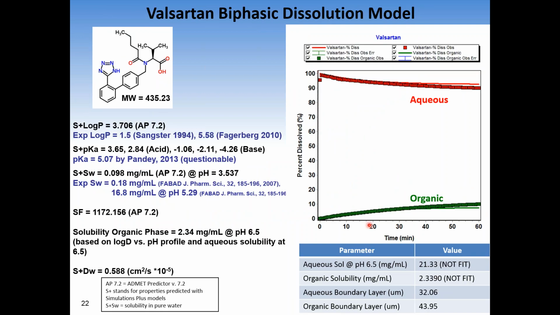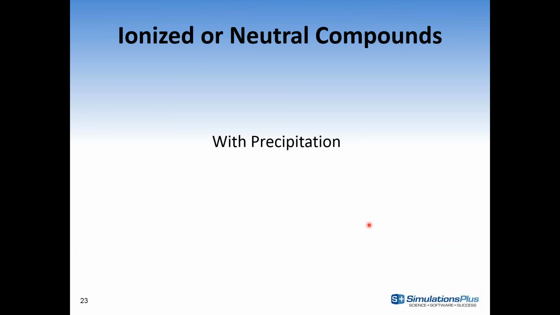Valsartan, again, a lipophilic compound. In this case it's more soluble at pH 6.5 in the aqueous than the organics. And so what you see, based on the experimental solubilities and the prediction of organic solubility based on log D versus pH, is that we predict the plateau of the dissolution experiment fairly well just with the experimental solubility data. And again, our boundary layer is around 30 to 40 microns in this case. So we were pretty convinced that our model was accurately portraying the simplest case of all, when you're dosing a solution to the biphasic dissolution experiment.